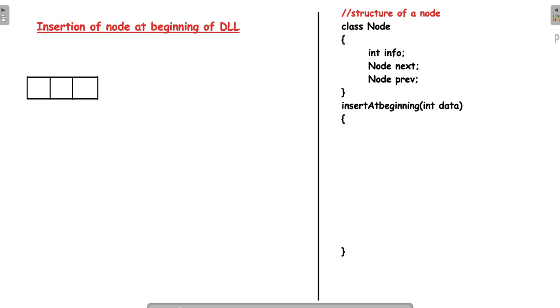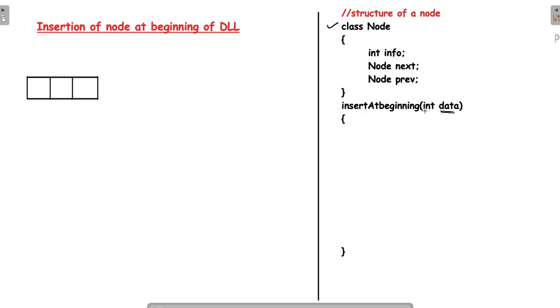So the thing we need for this operation is the structure of a node. We know what the structure of a node is. It contains three fields: one is the information field, one is the next field, and one is the previous address field. We have created one function, insert at beginning, which will receive one data value. We want to add this data in the node, and then insert that node at the beginning of the list. So let us start.